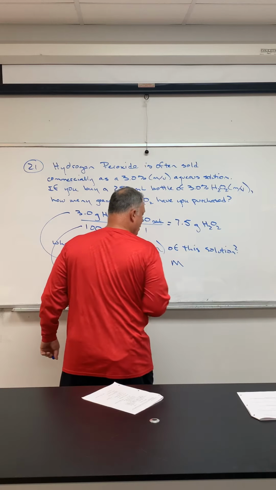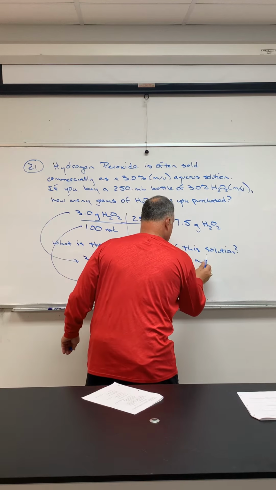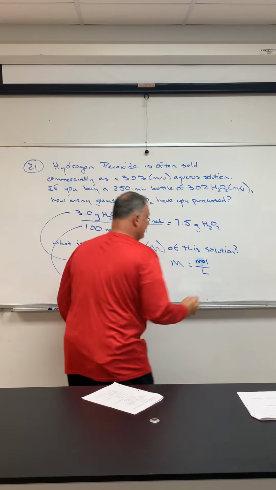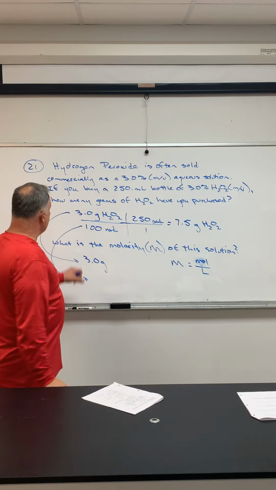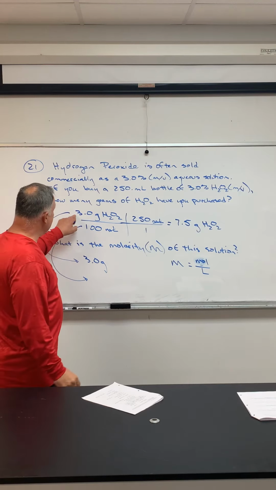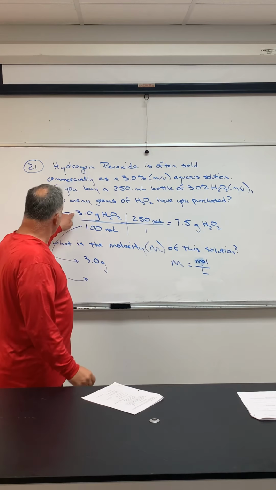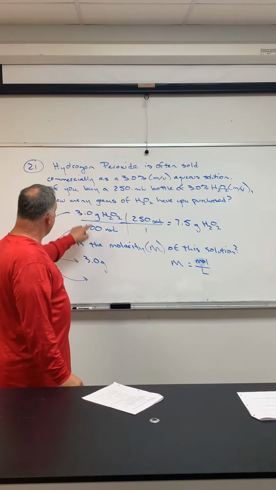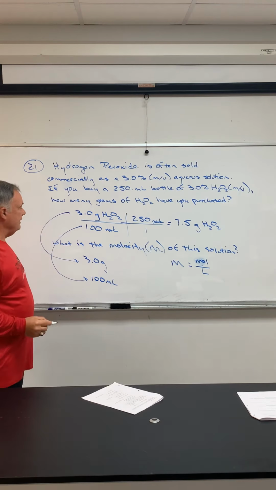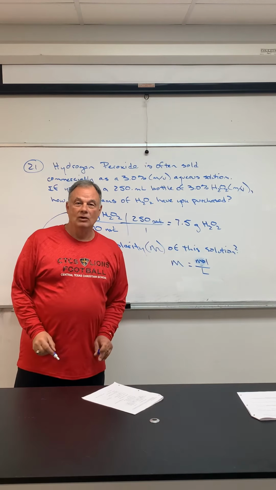Remember, big M, molarity, is equal to, by definition, moles per liter. So I have, from this, both parts that I need in order to solve this. They just don't happen to be in the right form. Okay? So I'm going to take the gram part, and I'm going to take the 100 milliliter part, and each individually, I'm going to convert them to the things that I need to solve for molarity.